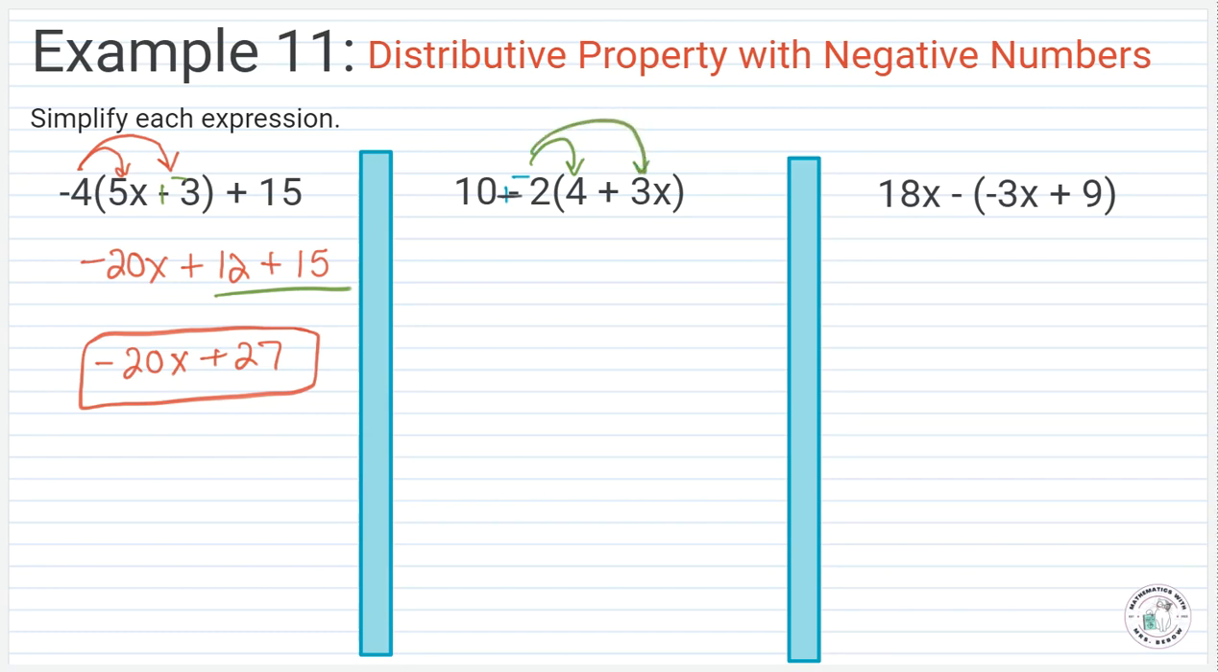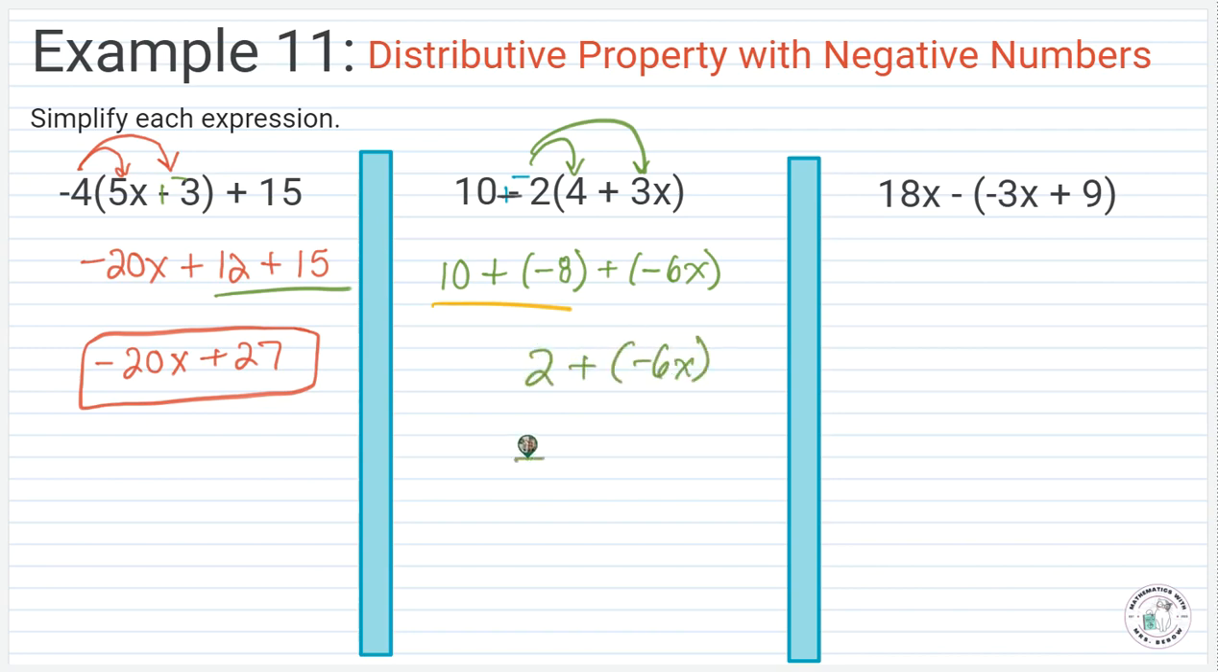So the 10 is just hanging out front. So we got 10 plus, and then negative 2 times 4, that's a negative 8, plus a negative 2 times that 3x would make negative 6x. And then we just need to go through and combine like terms. So in this one, we have the 10 and the negative 8 that are like terms, because again, they're both constants. The 10 plus negative 8 is going to be positive 2. Plus, we have that negative 6x still that's hanging out.